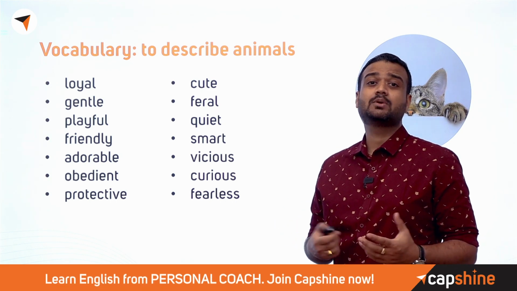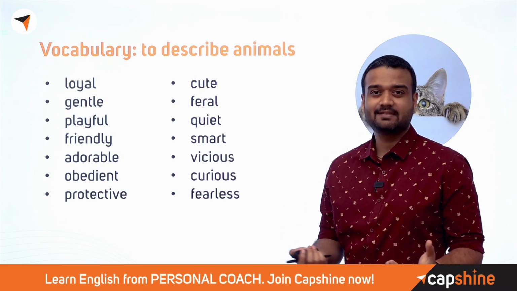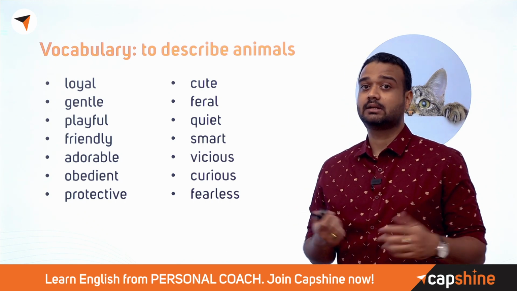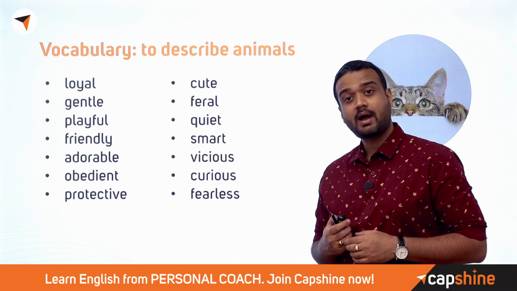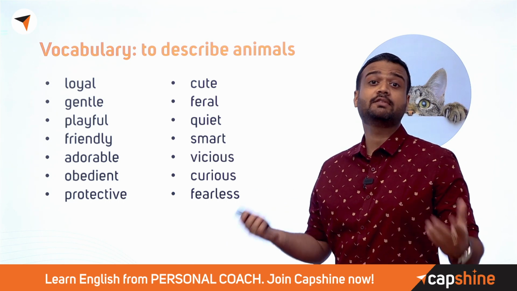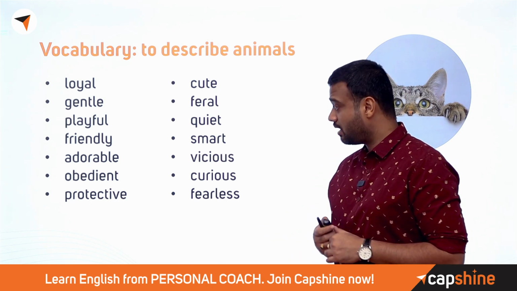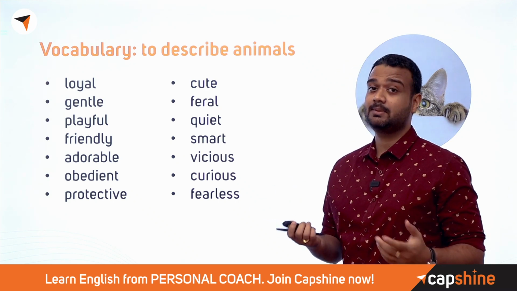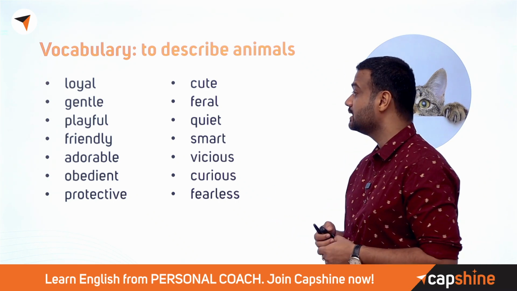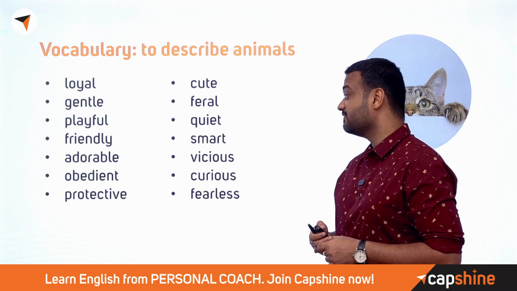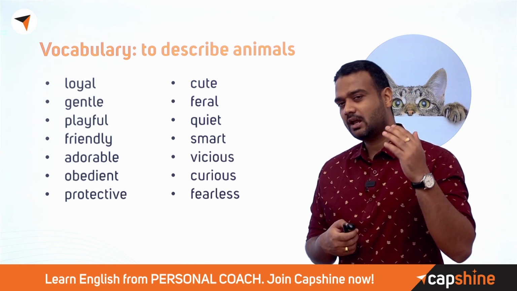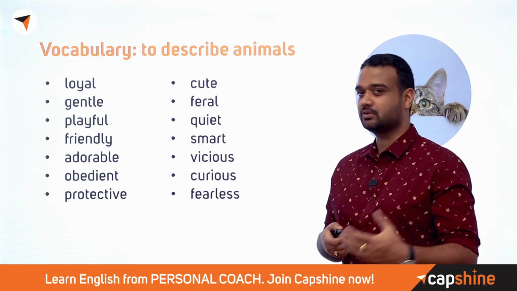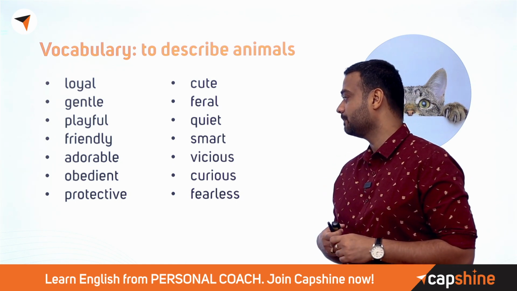Feral means to be very wild and not easy to control. The cat I once had was quite feral. It would bite me at any given chance it could get. Quiet. My dog is very quiet. I most times don't even know where she is. Smart could describe any number of pets. Even fish can be smart, but there are certain kinds of fish that can obey commands. Vicious, a lower form of feral. Vicious means that they are sort of violent. They will bite you if you go near, or they'll attack you somehow.